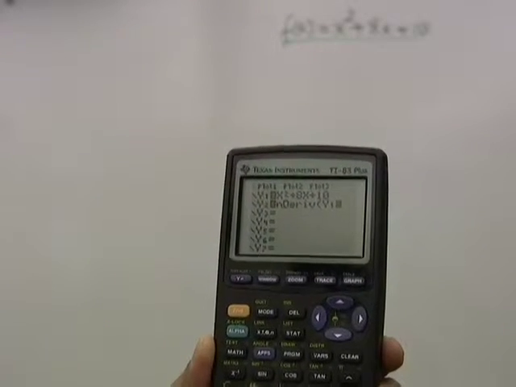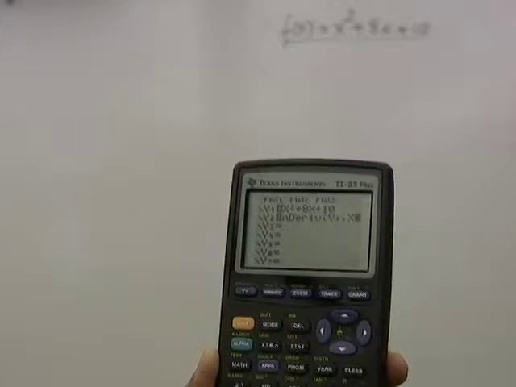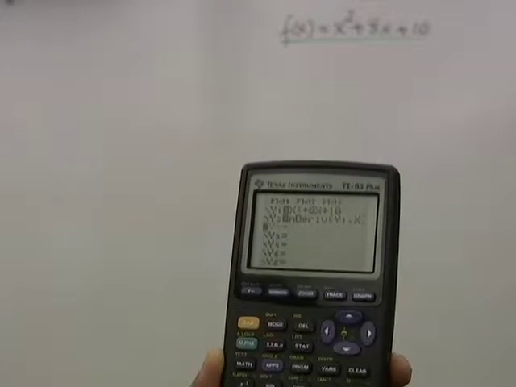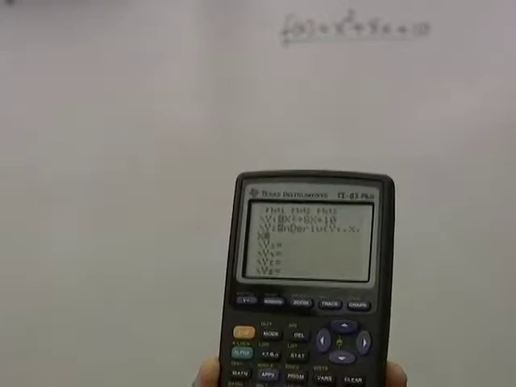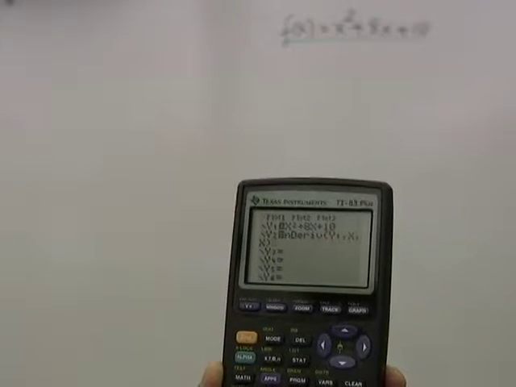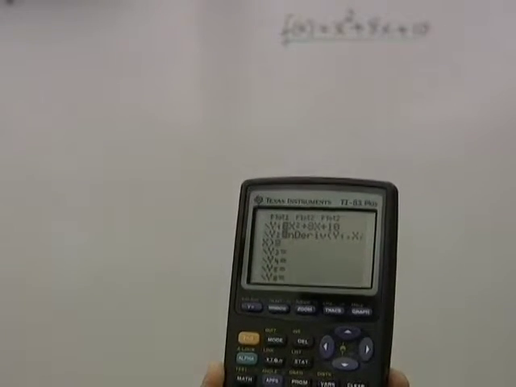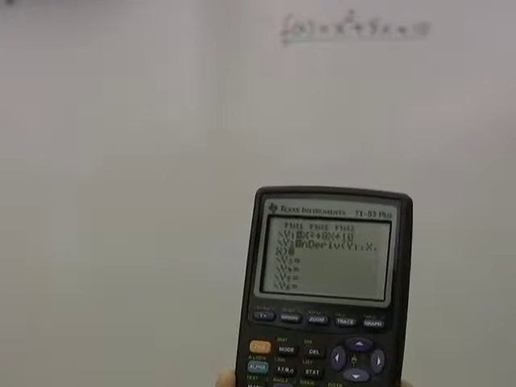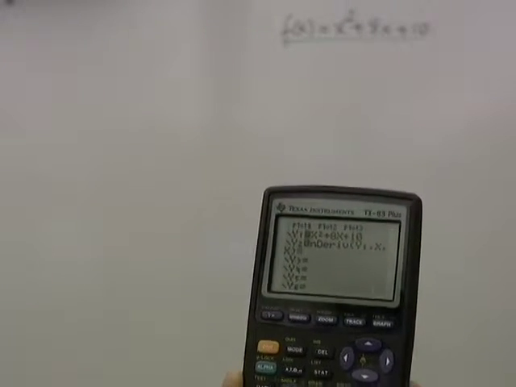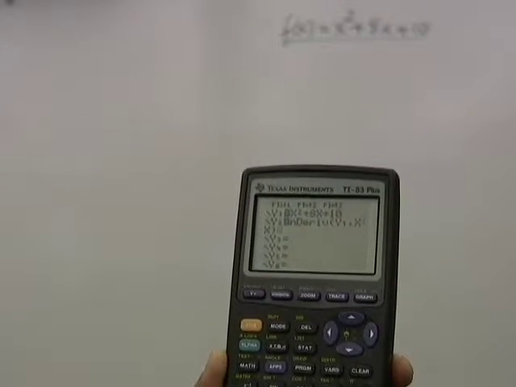Now you have to put a comma there and say x, the derivative of y1 with respect to x. Then close the parenthesis. So y1 is the function, y2 is the first derivative of the function. You can now repeat, if you want, y3 as the derivative of y2. We will do that in our next lesson when we talk about the second derivative test.